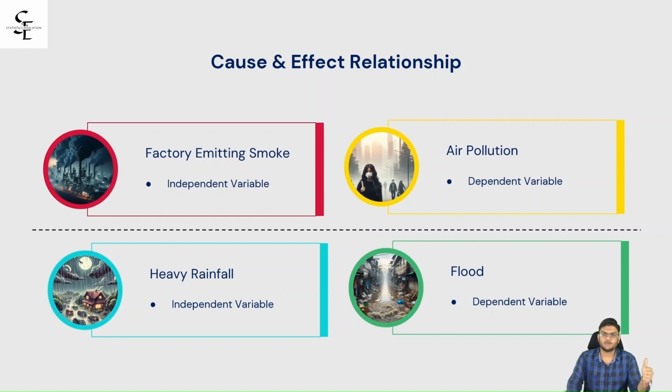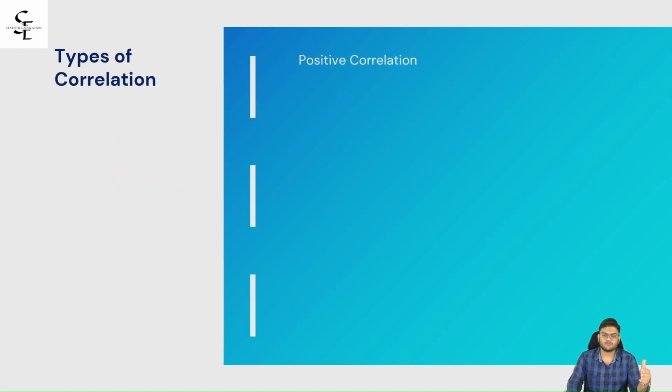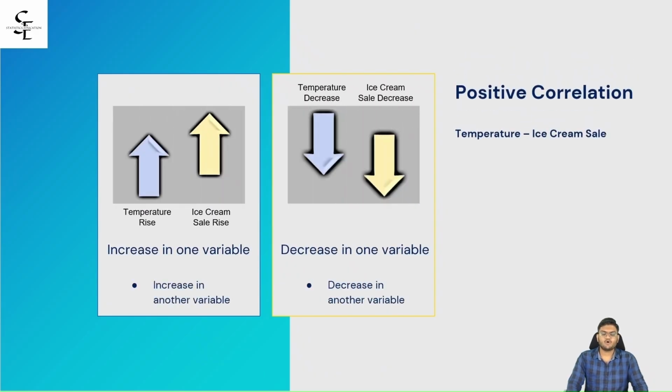Now let's move on to the next topic, that is types of correlation. There are mainly three types of correlation. The first one is positive correlation, the second one is negative correlation, and the last one is absence of correlation. Positive correlation. In positive correlation, increase in one variable leads to increase in another variable.